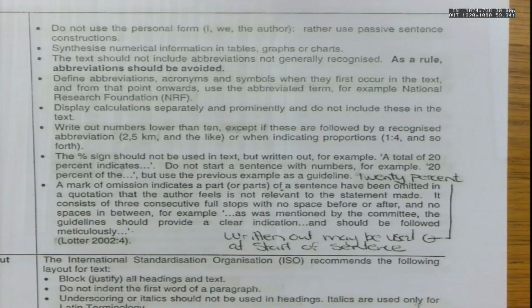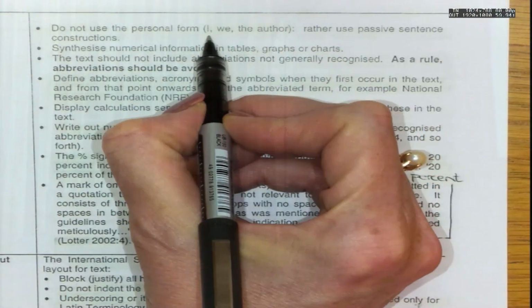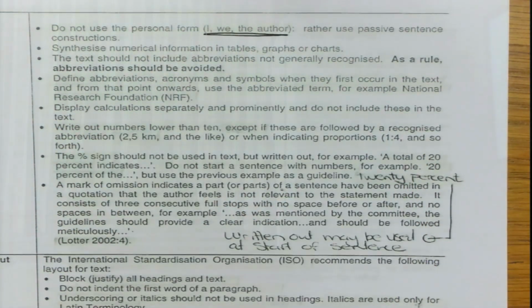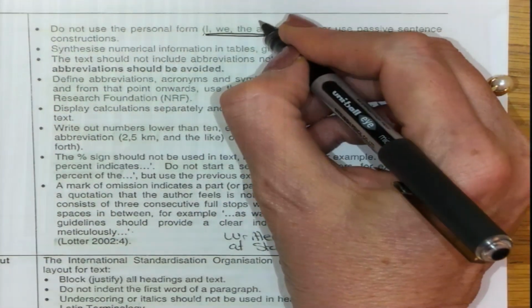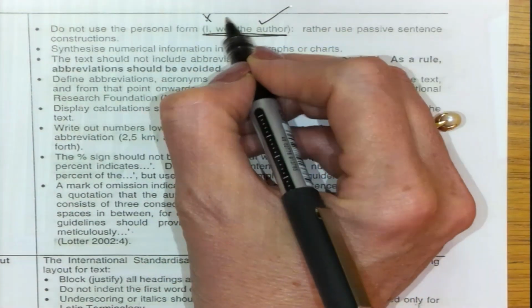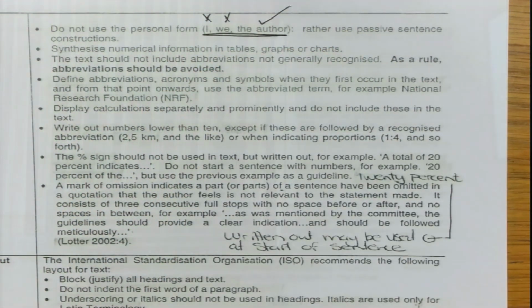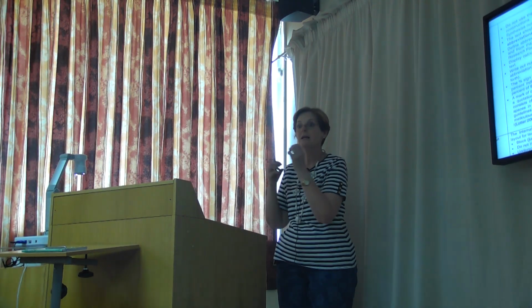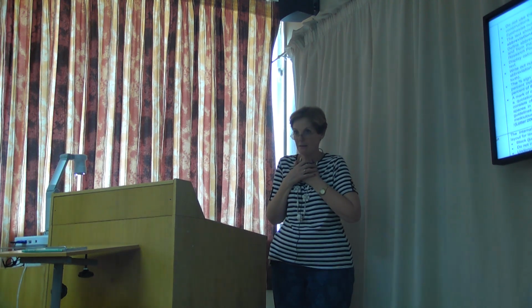This is a very, very important rule, the first one. We never use I and we. The right one is to use the author. So you don't tell me, I want to do research. The author wants to explore, or you will say, Dix wants to explore. So we never use I and me, okay.